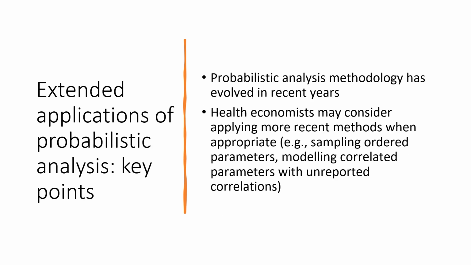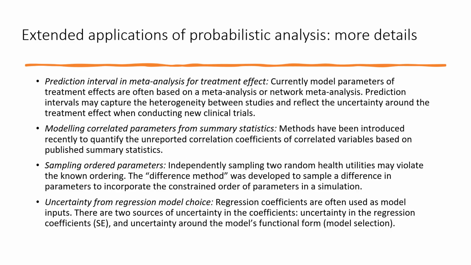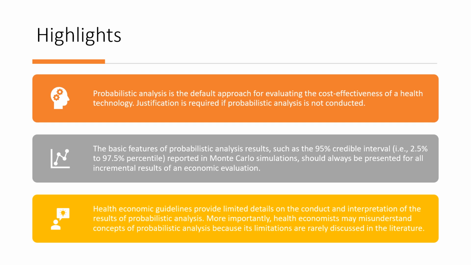Extended applications of probabilistic analysis. Key points. Probabilistic analysis methodology has evolved in recent years. Health economists may consider applying more recent methods when appropriate. Recently, there has been discussion in the literature about extended applications of probabilistic analysis and the best approach to incorporate parameter uncertainty in health economic models, such as using prediction interval in meta-analysis for treatment effect, modeling unreported correlated parameters from summary statistics, and sampling ordered parameters. Although these methods are currently not routinely used, it is valuable to understand them and consider their application under certain conditions. I will provide the highlights of this article.